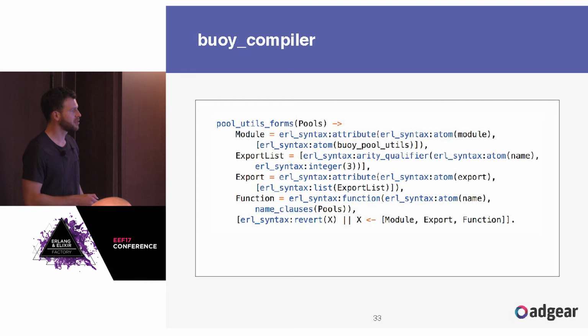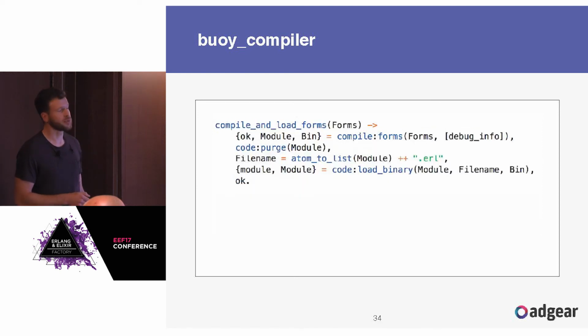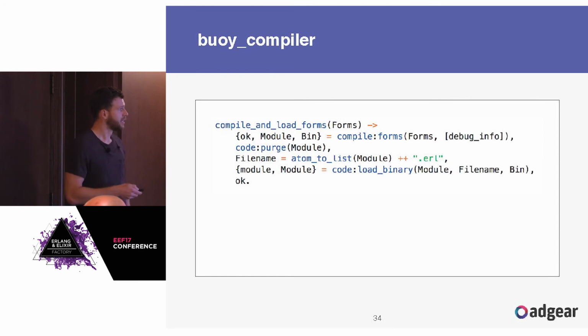You can see here, this is basically the module definition. So it's building a module called pool utils. This is the export list, so it's going to export one function called name with 3 arguments. And this is going to be the function definition itself. And then I'm just going to generate the name clauses from the pools, which is what comes from ETS.